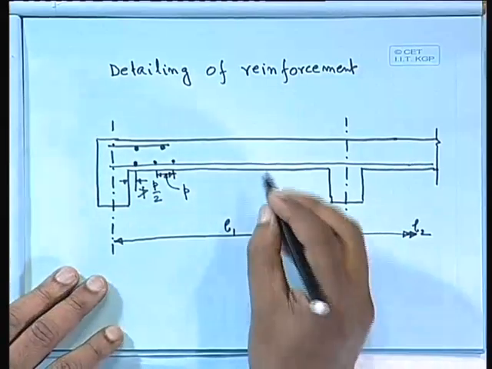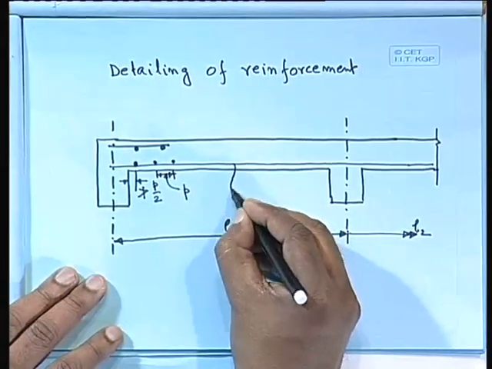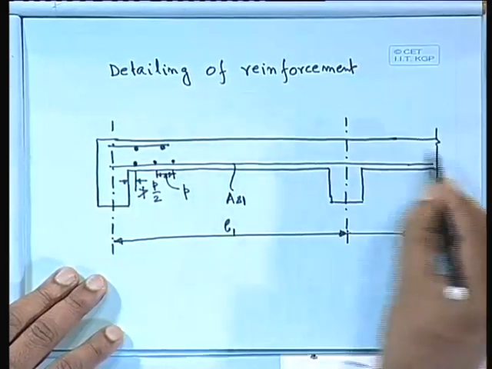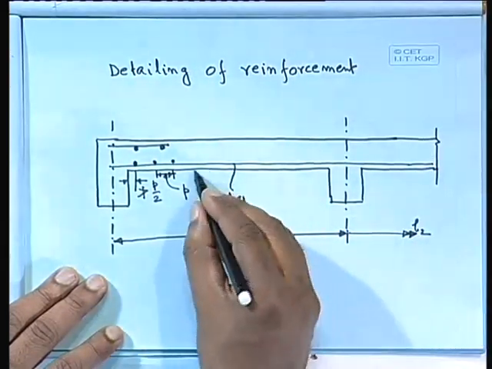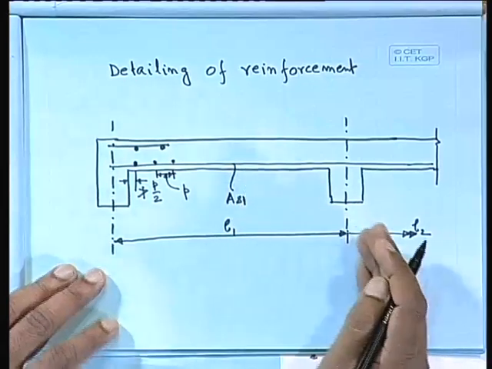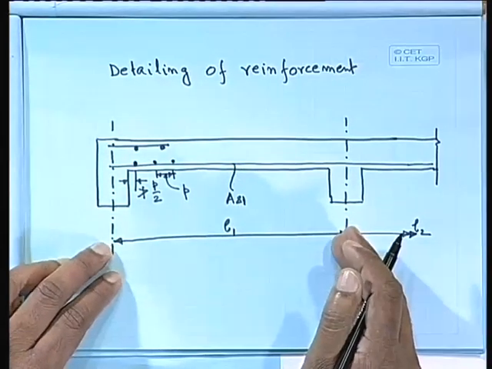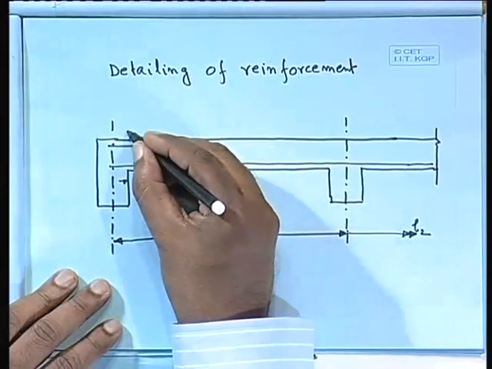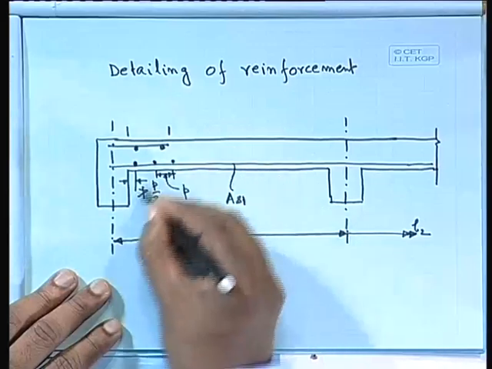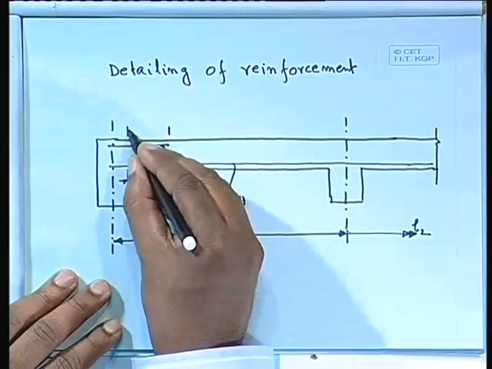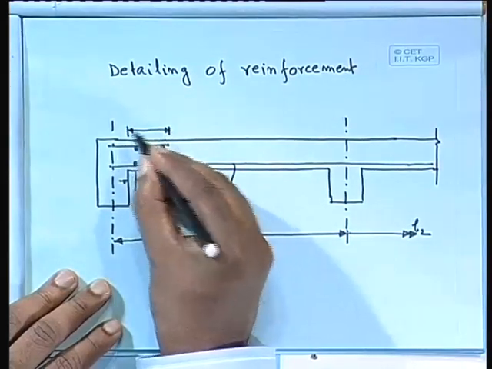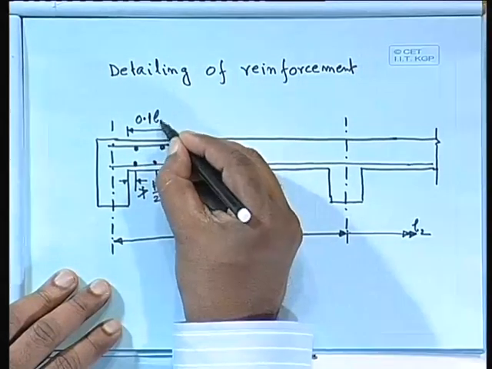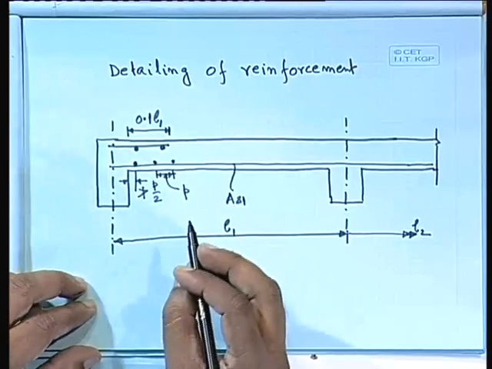Number 2, let us say this is your AS1, area of steel 1 of this one. Similarly, we can have the area of steel for the other also. If this is the area of steel which we are providing here, and the length span is L1, what about the top bars? The top bars, this length, please note, from the end of the support, will be 0.1 L1, that is 10% of L1. So, that length we have to specify.